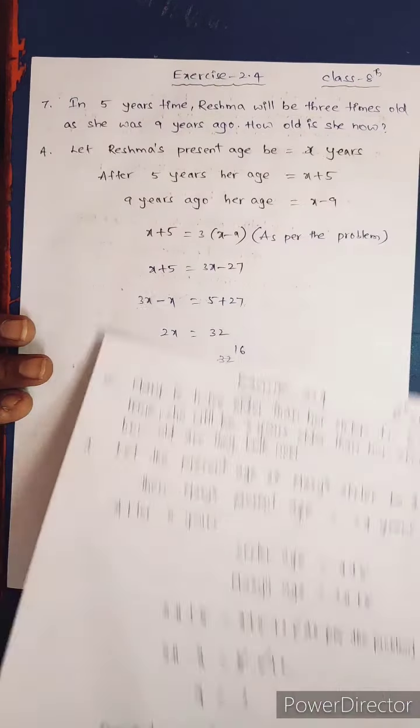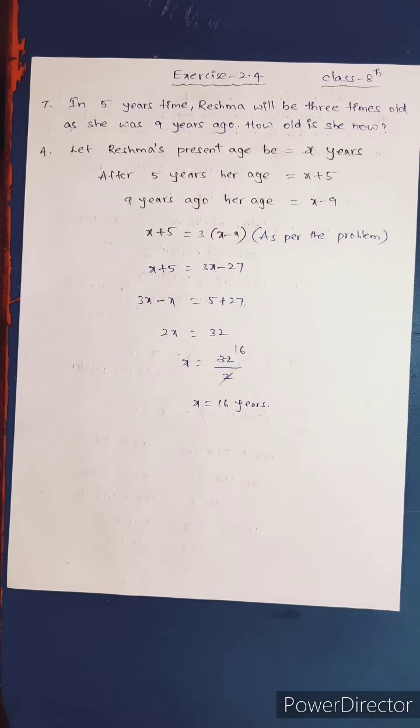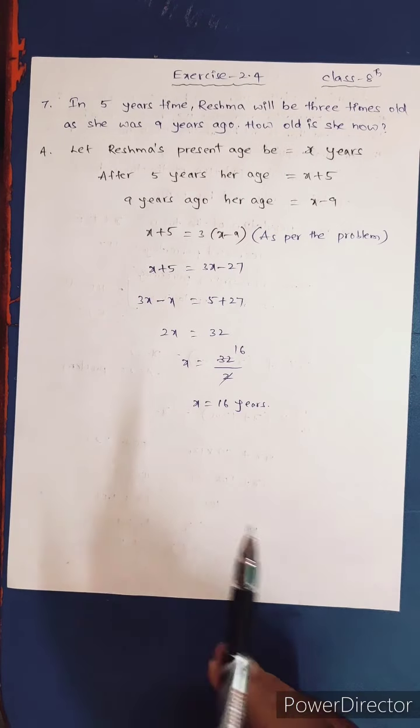Now next, seventh problem. In 5 years' time, Reshma will be 3 times as old as she was 9 years ago. How old is she now? Whatever is asked in the question, you assume that is x. Let Reshma's present age be x. After 5 years, her age is x plus 5. 9 years ago, her age was x minus 9.